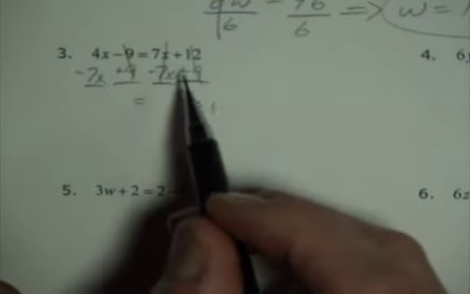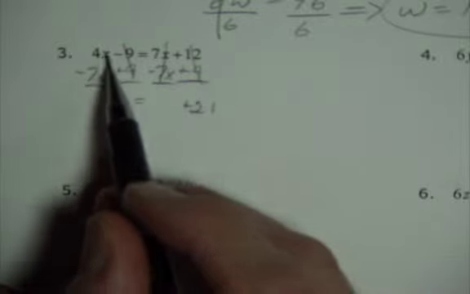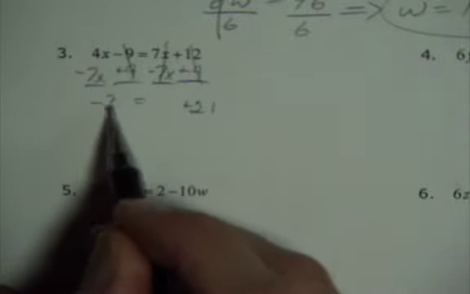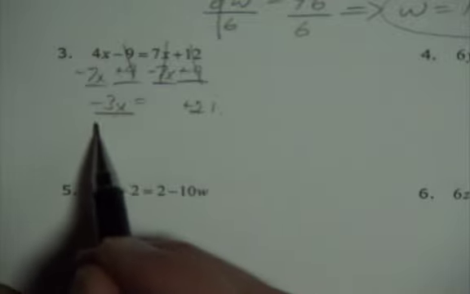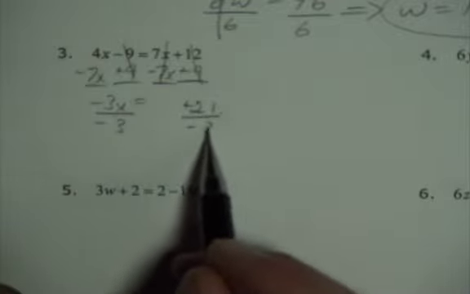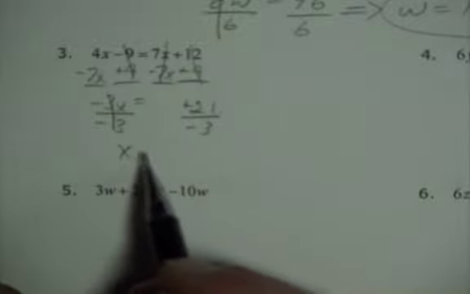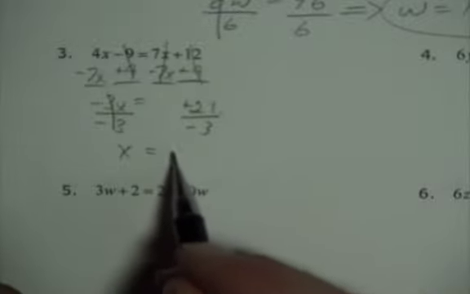Those cancel, or rather obliterate each other, because they're opposites. And then the 4x minus 7x, that's negative 3x. So we've got negative 3x equals 21. We're going to divide by negative 3 on each side to get x all by itself as a 1x, and 21 over negative 3 is negative 7.